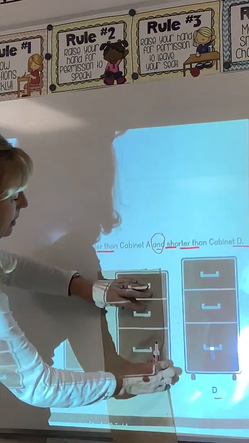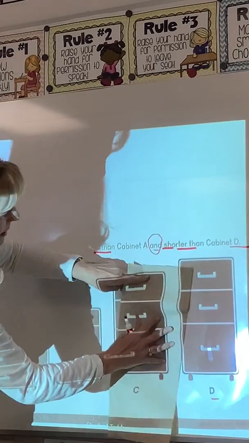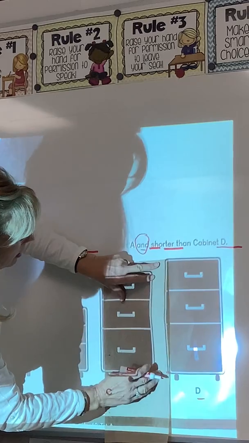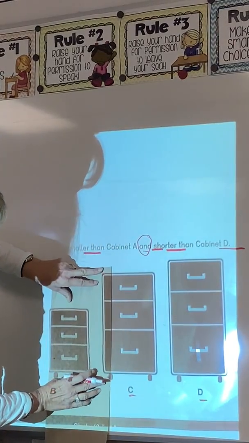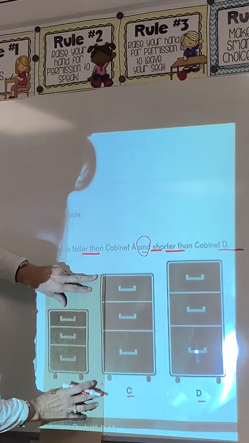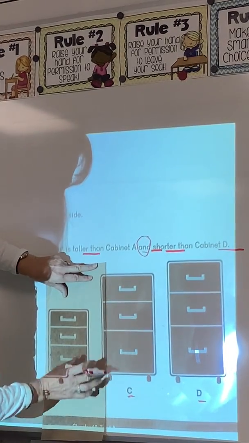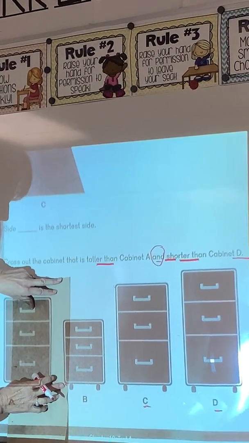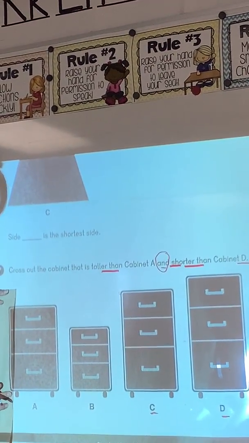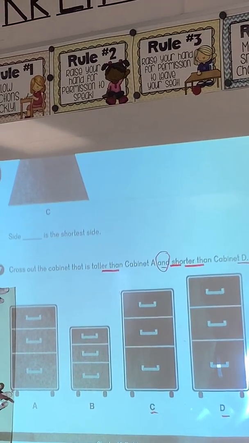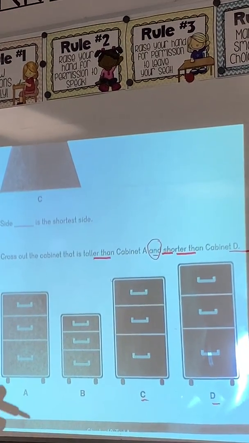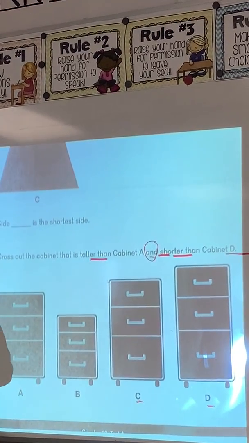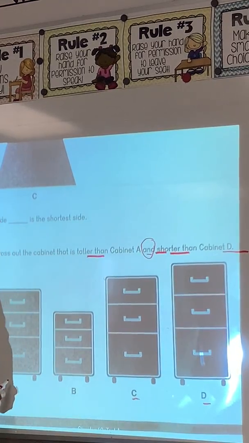Okay, so let's look at this. Let's turn our paper over. We're gonna measure cabinet D, and it's gonna go this long. Which one is shorter now? Is cabinet C shorter than cabinet D? It is, look at it, it's this much shorter. Is cabinet B? Well, we already know cabinet B is way shorter. What about cabinet A? Look at that, it's shorter than cabinet D too. Okay, so now we know C is shorter than D and C is also taller than A.